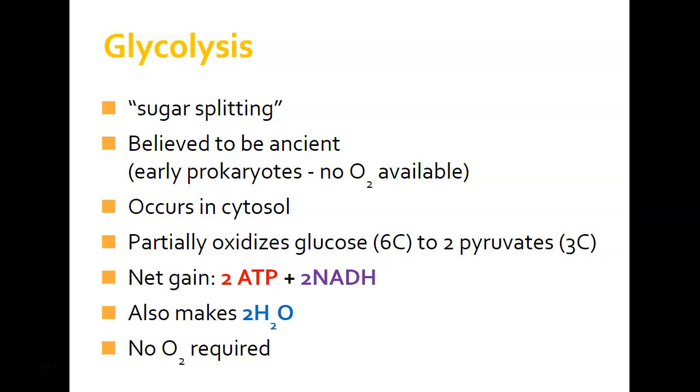Overall, there's a net gain. So I'll talk a little bit about there is a bit of an input of energy that's necessary, but at the end, we get 2 ATPs from substrate-level phosphorylation and 2 NADHs that will carry electrons to the electron transport chain. In this process, water is also made.